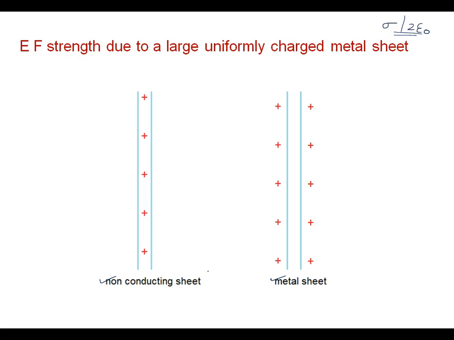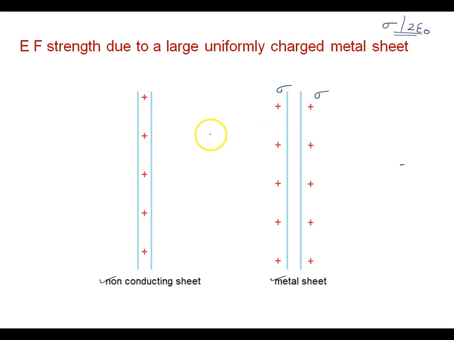All of you know, in the case of a metal, charges repel each other, so they will appear on the outer surface of the conductor. So here charges will appear on the front as well as the rear surface of the sheet. That's why both surfaces have surface charge density sigma. So I hope the difference is very clear to all of you.